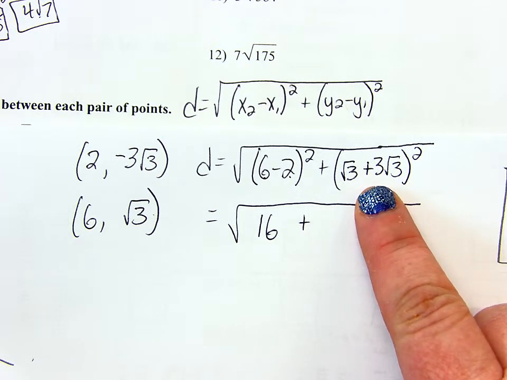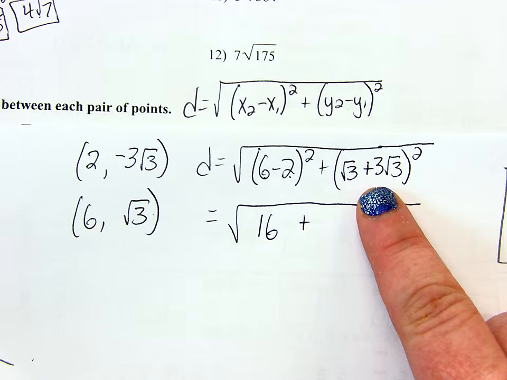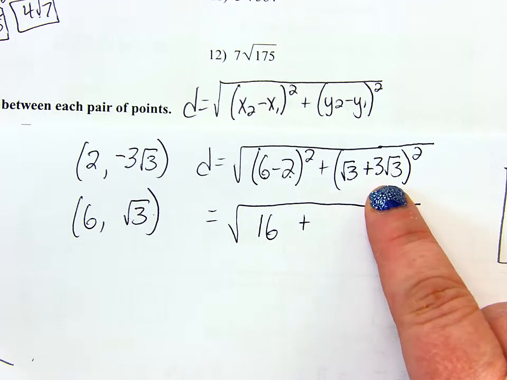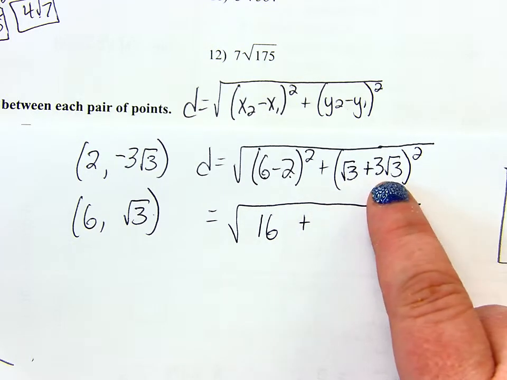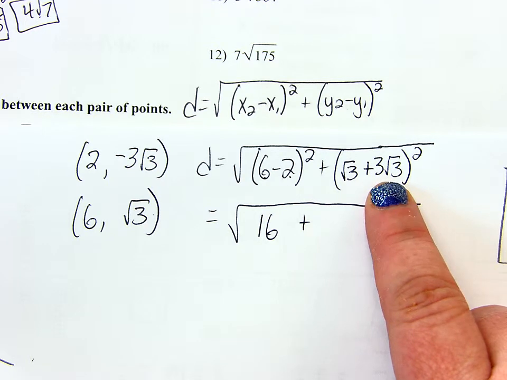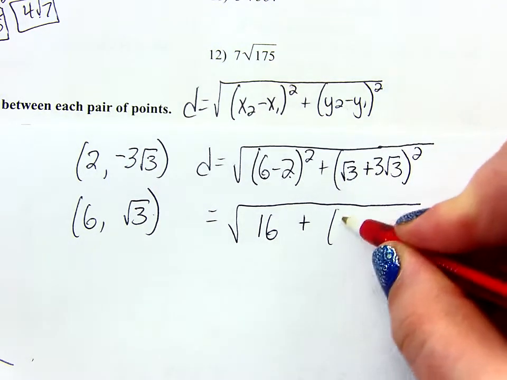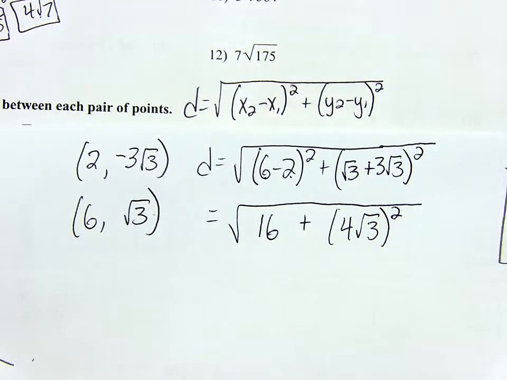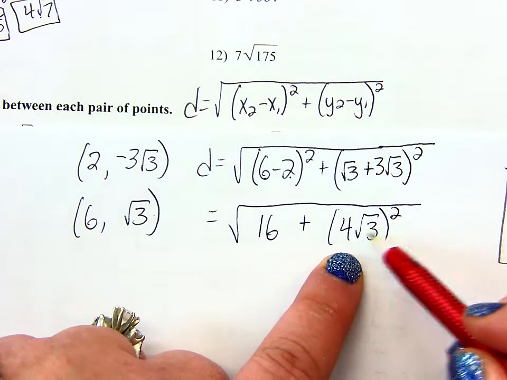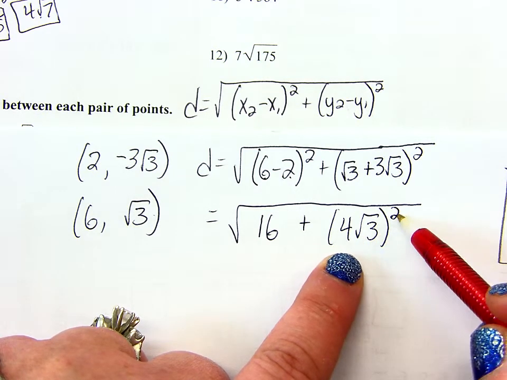Oh, that's what I was thinking. I have root 3 plus 3 root 3. Isn't that one of them plus 3 more of them? Gets me 4 root 3's altogether. Right? Remember that? So now I'll have 4 root 3's, but now I need to square that. So now I need to square everything that's in there.